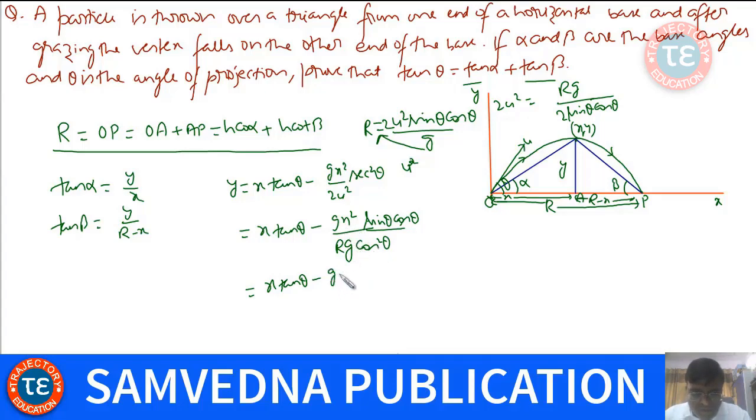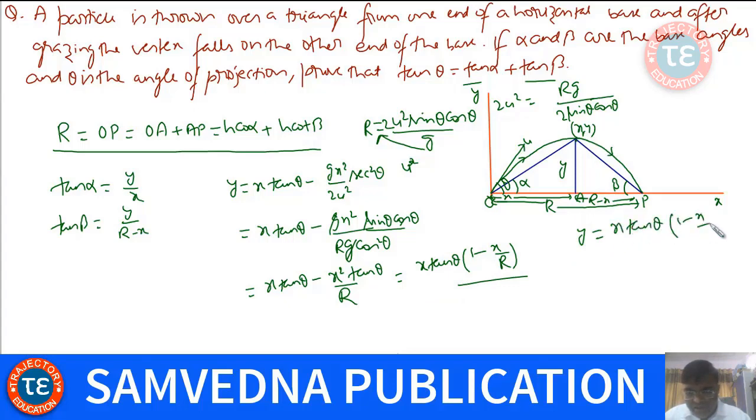Alright, so this will come as what? x tan theta, g will cancel out, so this is going to be x square tan theta upon r, or I can take x tan theta common, so that is 1 minus x by r. So this is going to satisfy this equation, y equals x tan theta into 1 minus x by r.